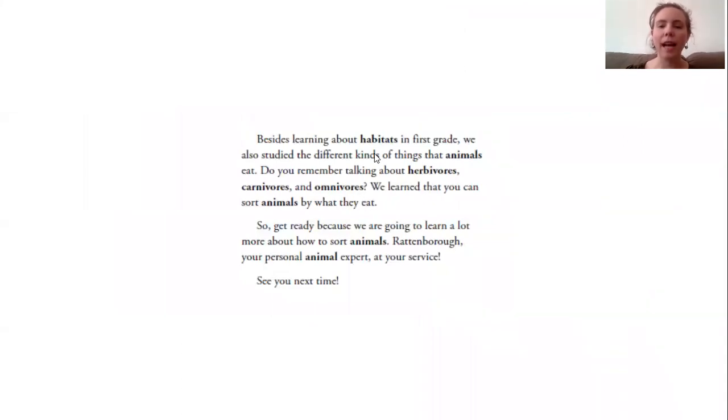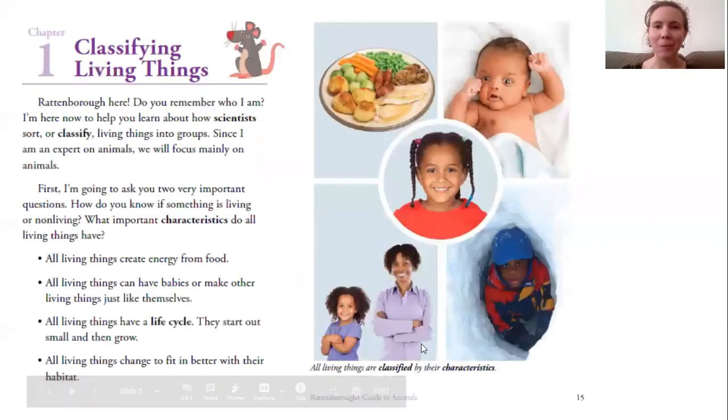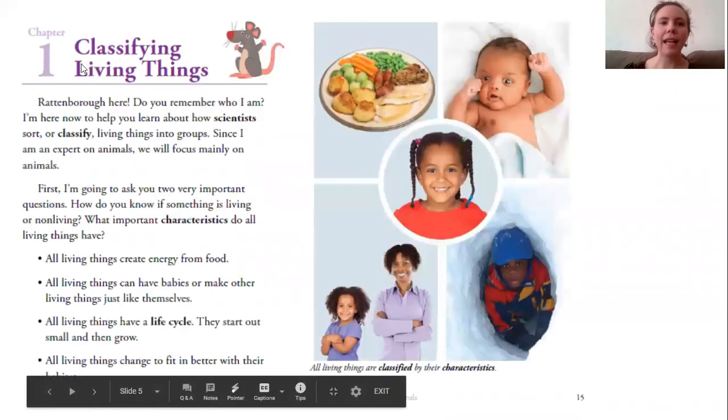Besides learning about habitats in first grade, we also studied the different kinds of things that animals eat. Do you remember talking about herbivores, carnivores, and omnivores? We learned that you can sort animals by what they eat. So get ready because we're going to learn a lot more about how to sort animals. Rattenborough, your personal animal expert at your service. See you next time. All right, and we're ready to move on to chapter 1, classifying living things.